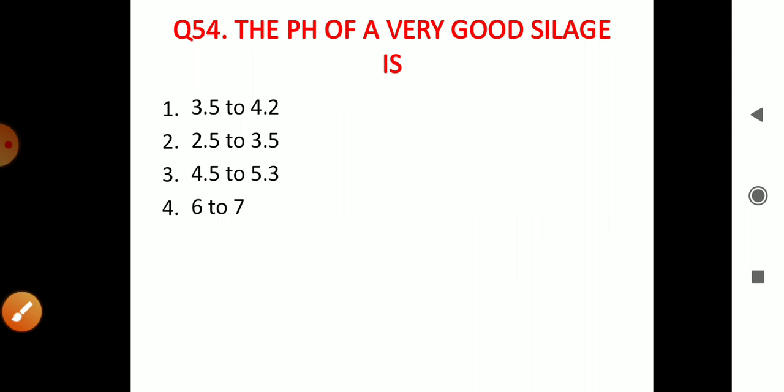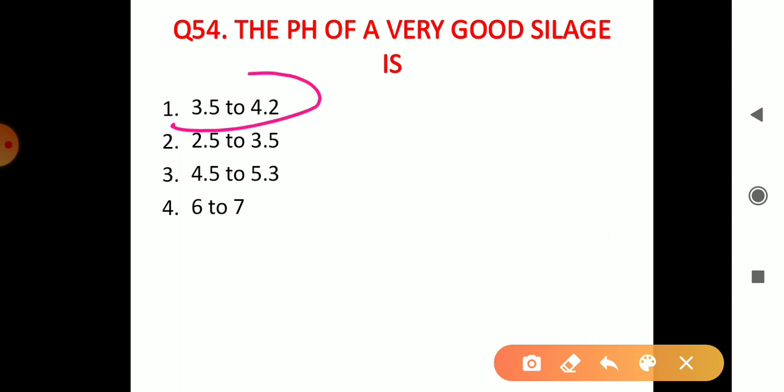The pH of a very good silage is very important. So the ideal pH must be 3.5 to 4.2.